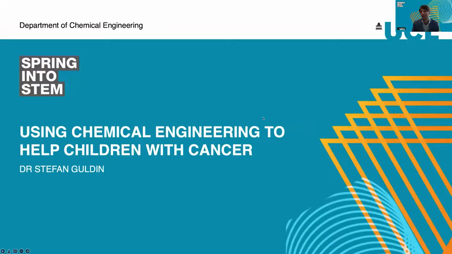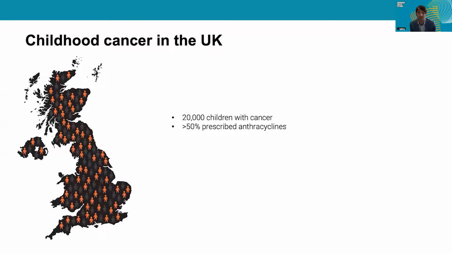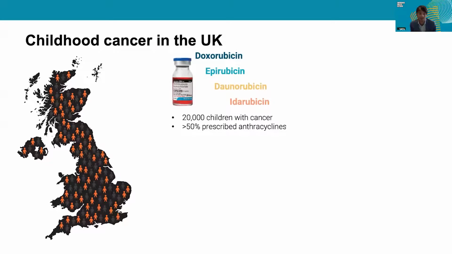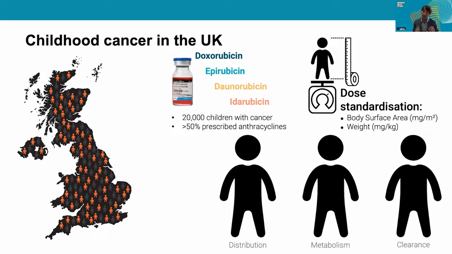Okay, so I want to go back to the original mission of this presentation, of how chemical engineering and nanoscience can be used to help children with cancer. So in the UK, there are currently around 20,000 children living with cancer. And many of them, in fact over 50%, get a certain type of medication, which is called anthracyclines. These anthracyclines are really, really toxic. And so you have to be very careful in giving the right amount of medicine to children, okay?